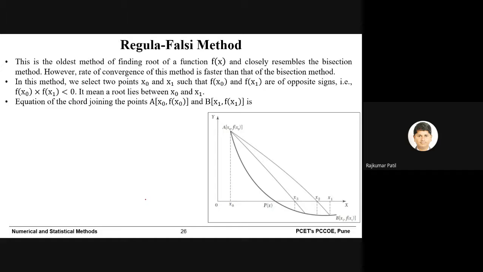And for this straight line AB, we prepare an equation of the straight line, because if we know the coordinates of points A and B, the point x2 where the straight line intersects the x-axis we can find out by using this particular equation, that is f of x2.